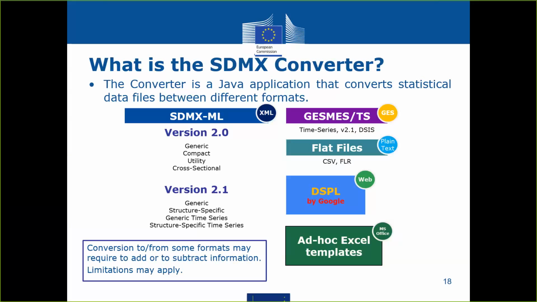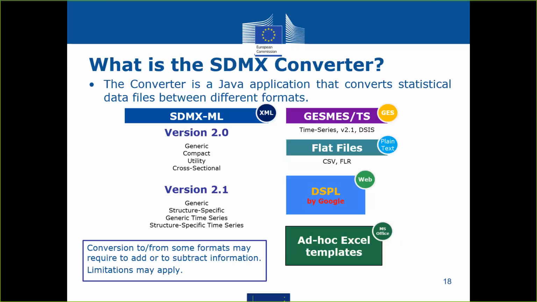The utility was developed to focus more on validation. The cross-sectional: the other three are time series, and the cross-sectional one is only intended for data that are cross-sectional, so they are not time series. In version 2.1, we have generic and structure specific. Those two are for cross-sectional data. And if you are using time series, you have the generic time series or the structure specific time series.